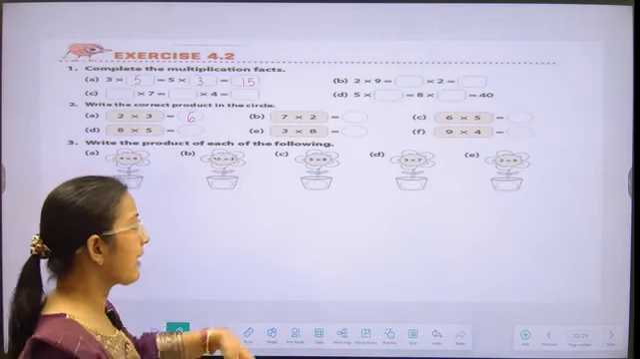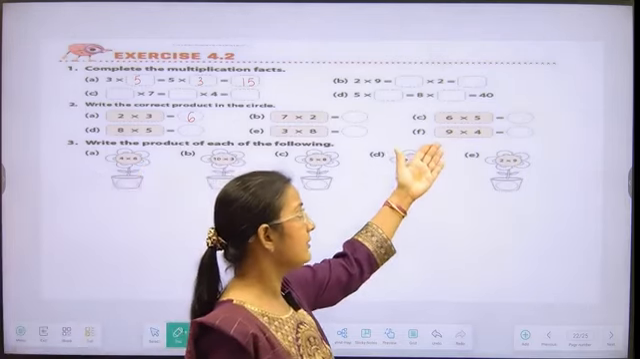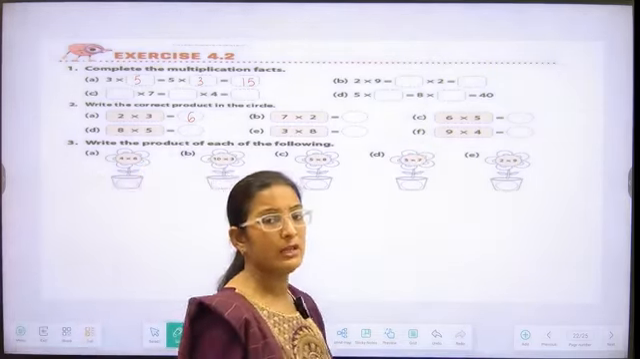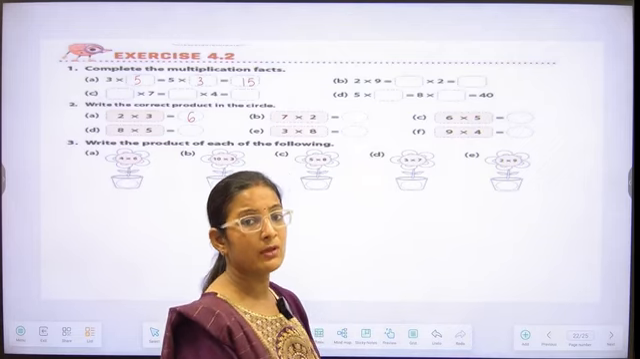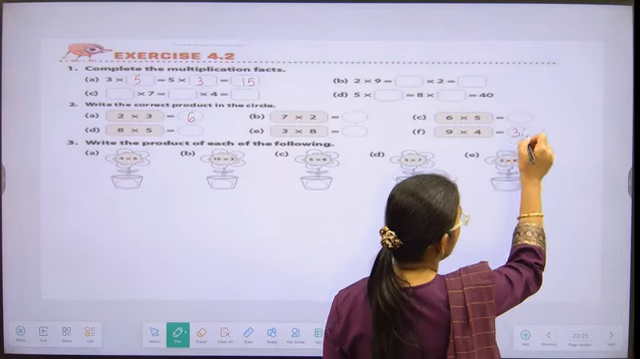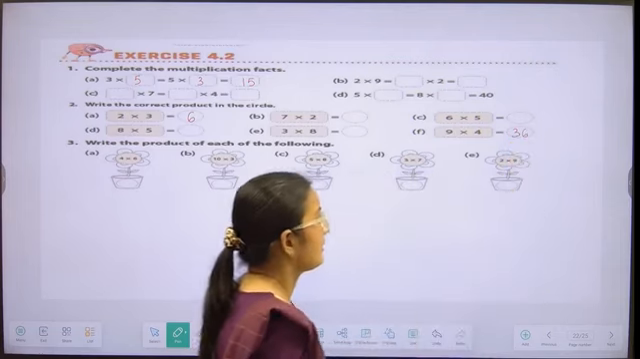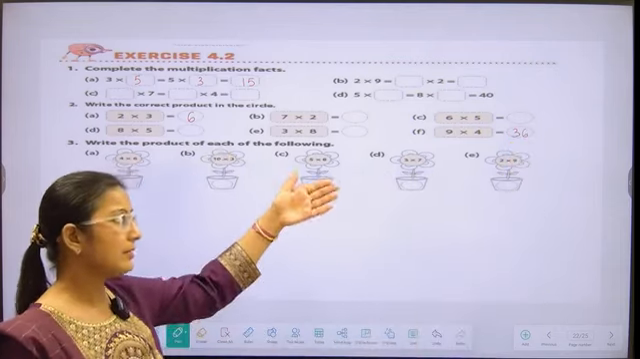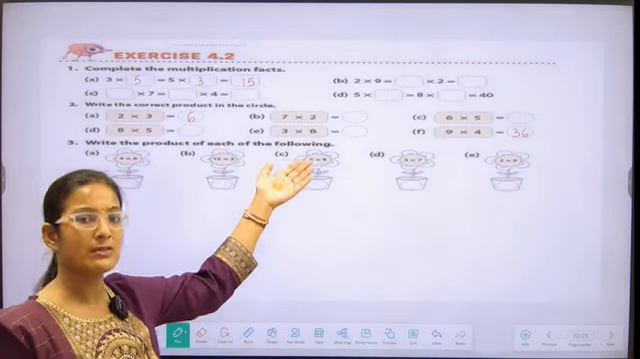Let's do one more part. The F1, 9 multiplied by 4. If I'm multiplying 9 by 4, I'm getting 36, student. So let's write 36 in the blank. So other parts, similarly, you can do that by yourself.